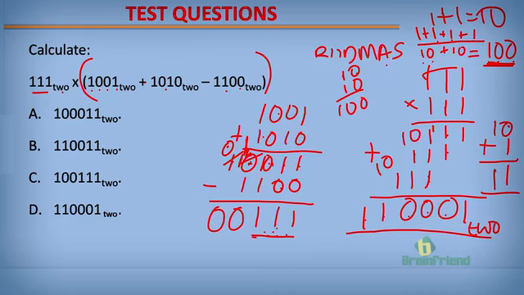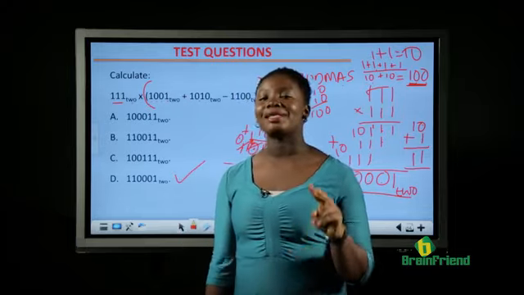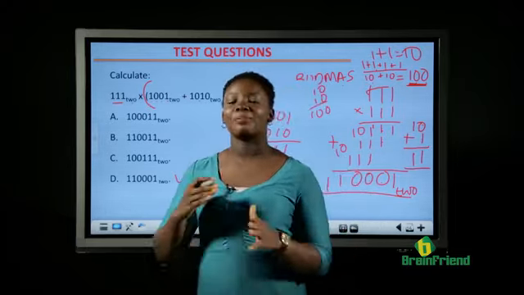So the correct option is option D. If you chose D, you are correct. This brings us to the end of our lesson on whole numbers part 2, where we learned on the operation and application of binary numbers. Do have yourself a wonderful time.